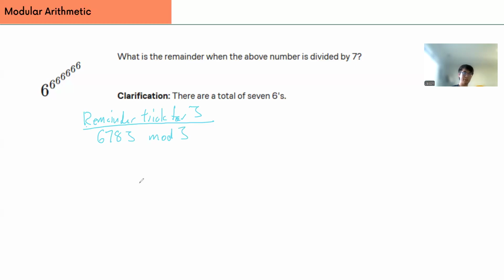Well, what we can do is this. We know that this number is 6 times 10 cubed plus 7 times 10 squared plus 8 times 10 plus 3. This is just our base 10 expansion of our number. What do you guys see about how we can simplify this down a little bit? Remember to consider what we said with the huge exponents and stuff.